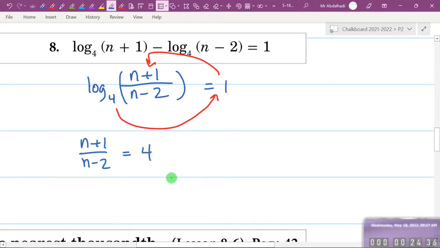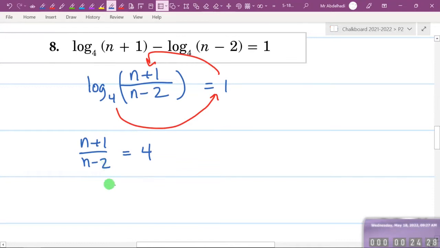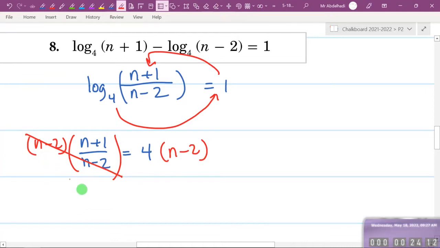Now, once again, the problem is that this is a fraction. Fractions are a pain sometimes. So the way to get rid of fractions is to get rid of the denominator. The way to get rid of a denominator, you multiply by the denominator. We did that a few minutes ago with the 8. This time it's n minus 2. Not a big deal. Just multiply by n minus 2 on both sides. The n minus 2 here will cancel out the n minus 2 here. No more fraction. Now you have n plus 1 equals 4 times n minus 2.